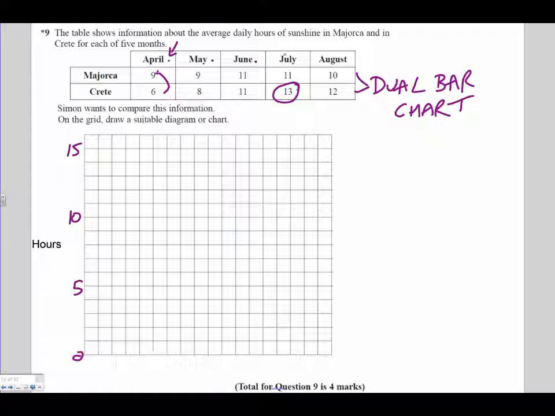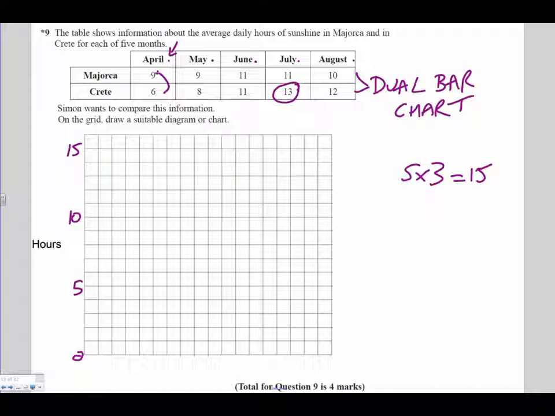So we need 1, 2, 3, 4, 5 months with 3 bars for each month. So we need at least 15 bars across the bottom. 1, 2, 3, 4, 5, 6, 7, 8, 9, 10, 11, 12, 13, 14, 15. Almost perfect if we use one of these bars for each of our bars on our bar chart.